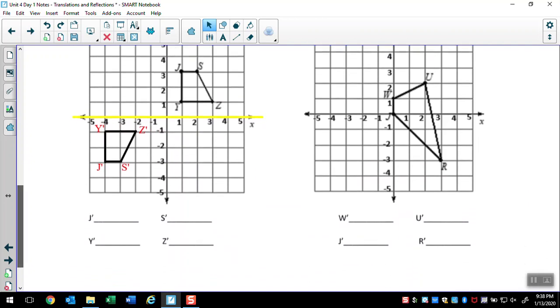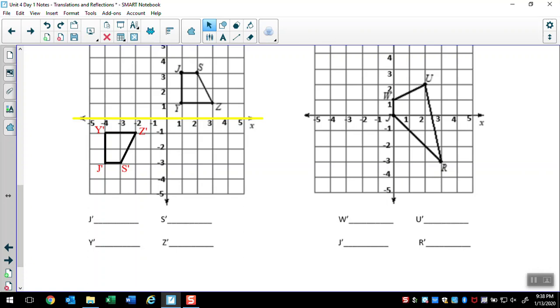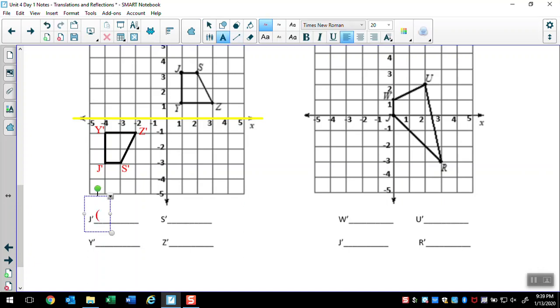All right, let's write out our ordered pairs. So J prime is now located at -4, -3. S prime is now located at -3, -3. Y prime is now located at -4, -1. And Z prime is now located at -2, -1.